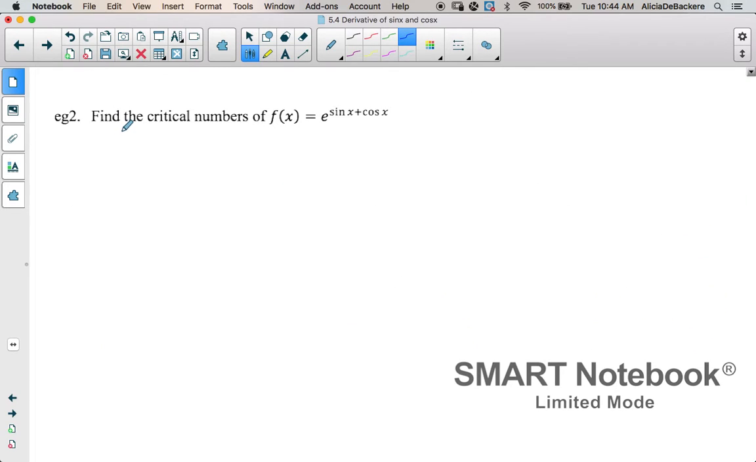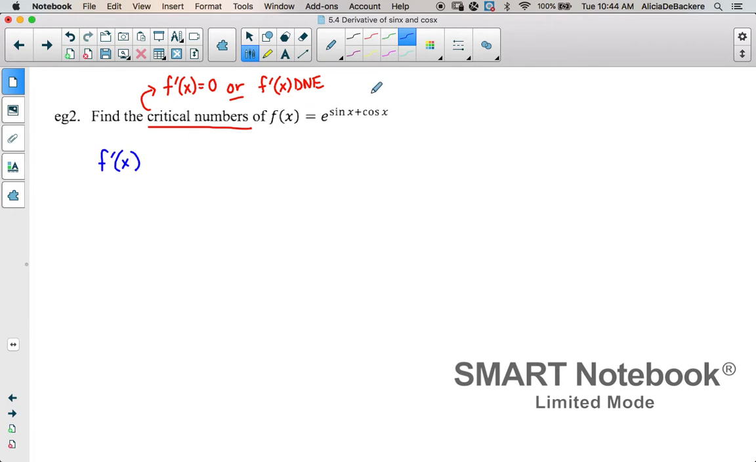All right, example 2, we're going to find the critical points of f at x. This time we're combining an exponential, it's a natural number for the base, and in the exponent we've got some trigonometry. So when we're finding critical numbers, remember that that means I'm looking for where the first derivative equals 0, or where the first derivative does not exist. So I'm considering both of those cases. So the first thing I need to do is find the first derivative.